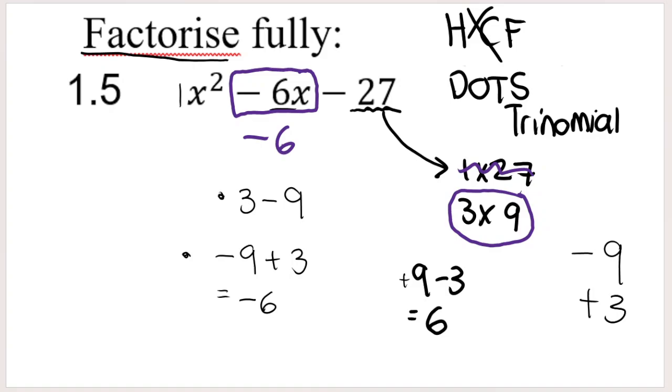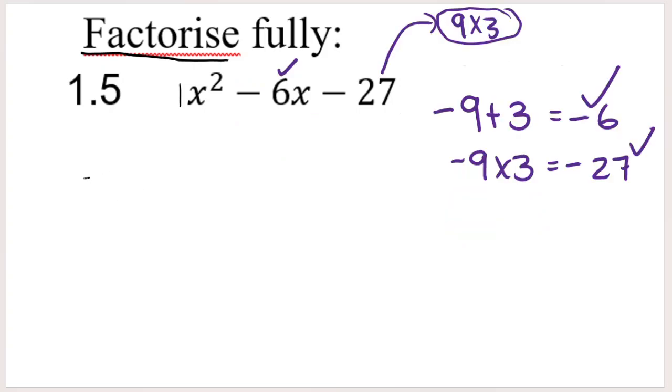And then you also just need to double check for me. If I say -9 multiplied by +3, if I multiply these two together, does that give me -27? Yes, it does, because a negative multiplied by a positive is a negative, and 9 times 3 is 27. So therefore, when I factorize my expression, it's going to look like this.